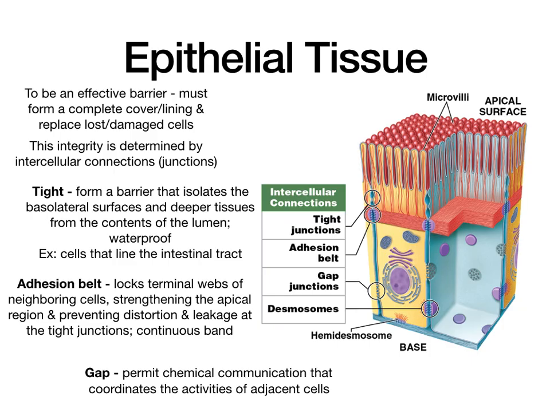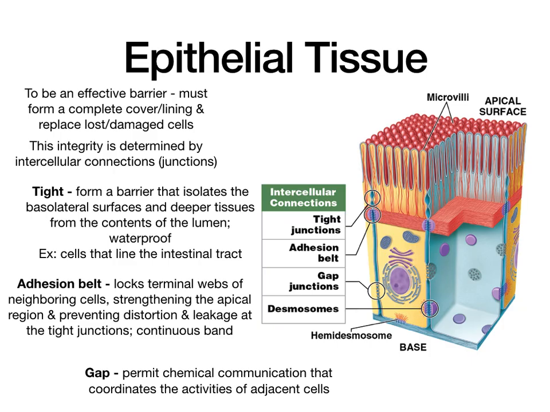We have a tight junction, which forms a barrier that isolates the basolateral surfaces and deep tissues from the contents of the lumen. This makes it waterproof. So those tight junctions, which you can see over there in that little picture, where a tight junction would be located, make our epithelial tissue waterproof.